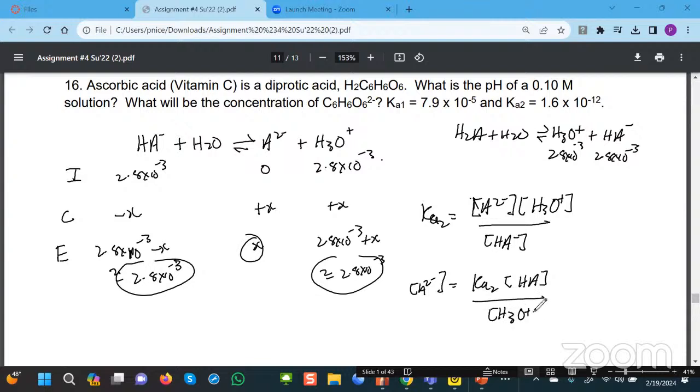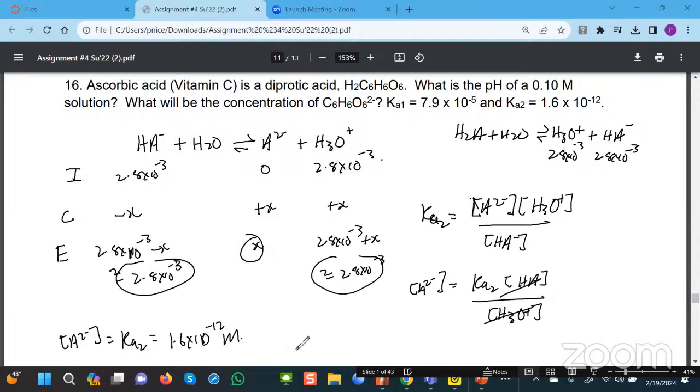And then we put the numbers in. But here's the thing. HA minus and hydronium ion concentrations are the same, so we can simply cancel those two. And therefore, we're going to end up with the concentration of A2 minus being equal to the Ka2 value, which is 1.6 times 10 to the minus 12 M. And that will be the answer for that part.